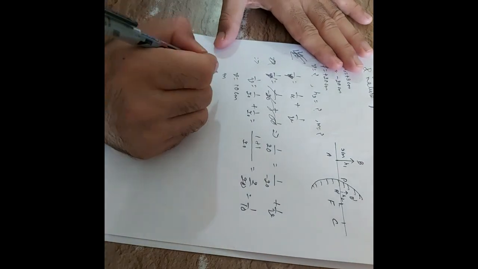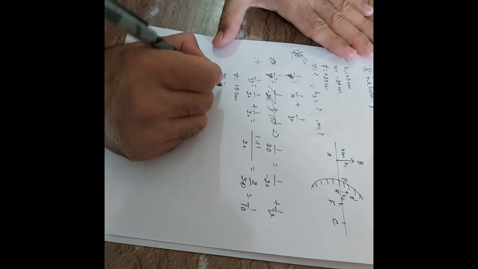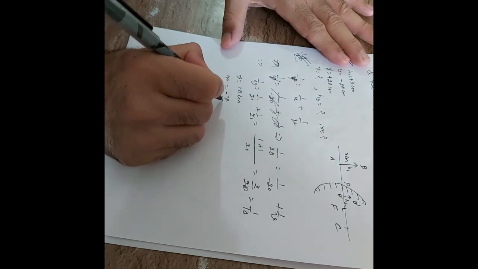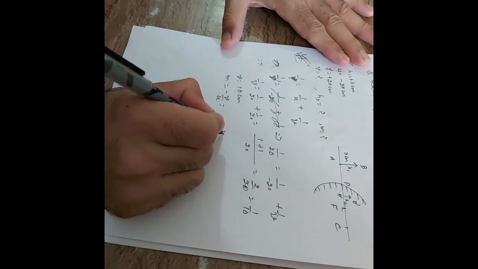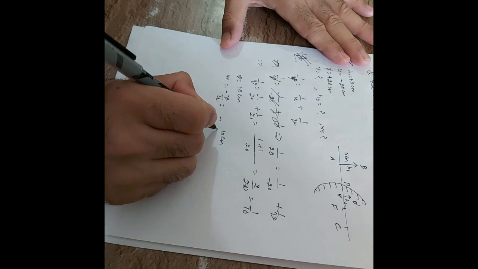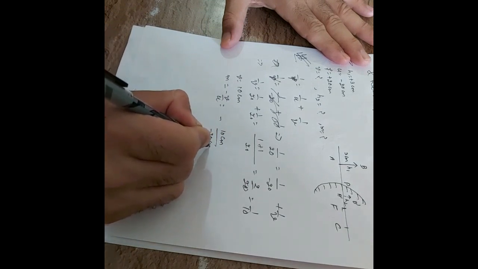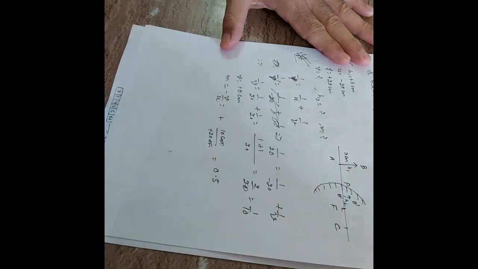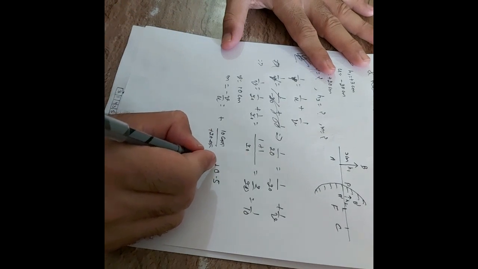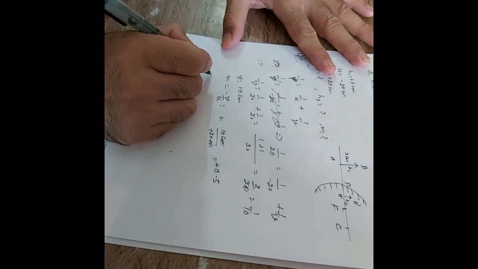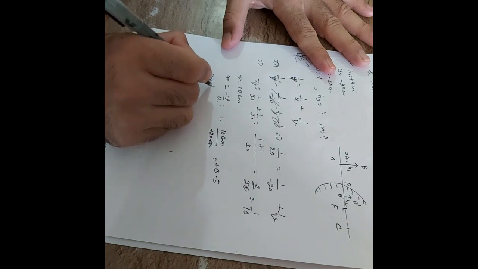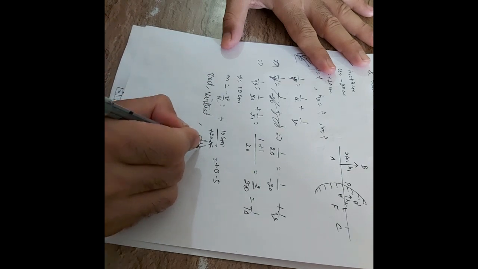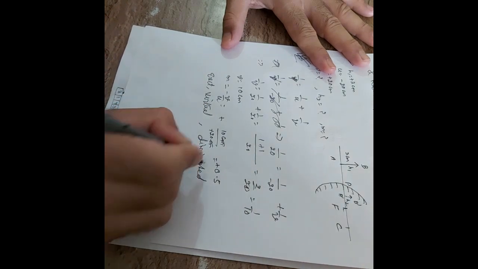So what is the magnification? Magnification will be equal to minus V over U. What is V? 10 centimeter. And what is U? Minus 20 centimeter. Minus cancelled. Centimeter cancelled. So its magnification is 0.5. It is positive also. What does it mean? The image is erect, virtual, and diminished. Is it clear?